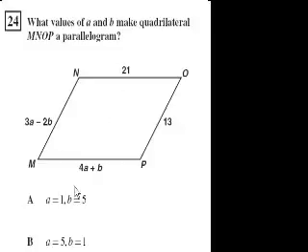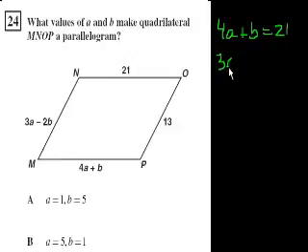But if opposite sides are going to be equal, that means 4a plus b is equal to 21. 4a plus b is equal to 21, right? Because they're opposite sides, so they should be equal to each other. Similarly, 3a minus 2b should be equal to 13, because they're opposite sides. So 3a minus 2b is equal to 13.